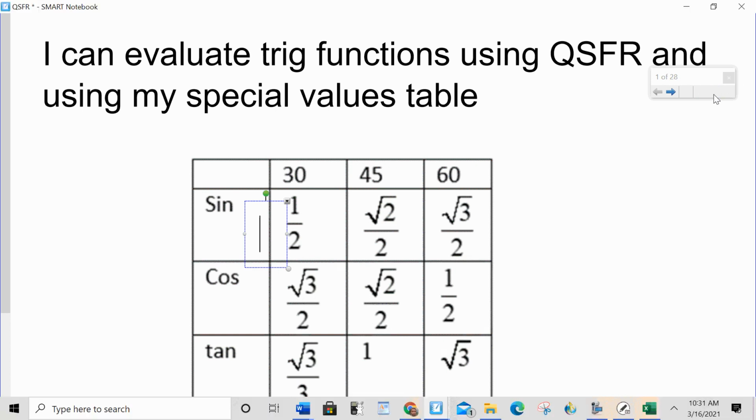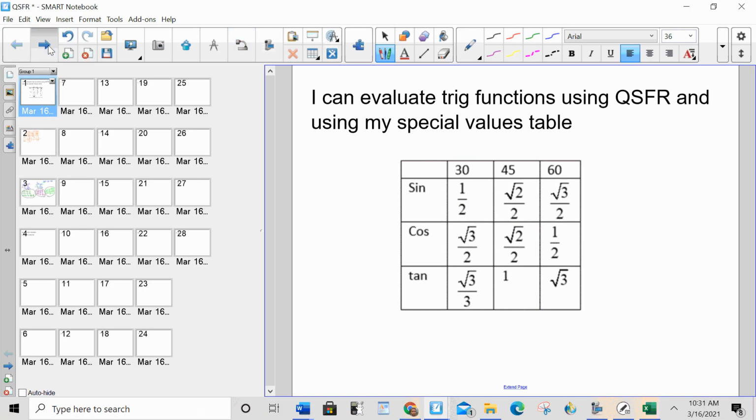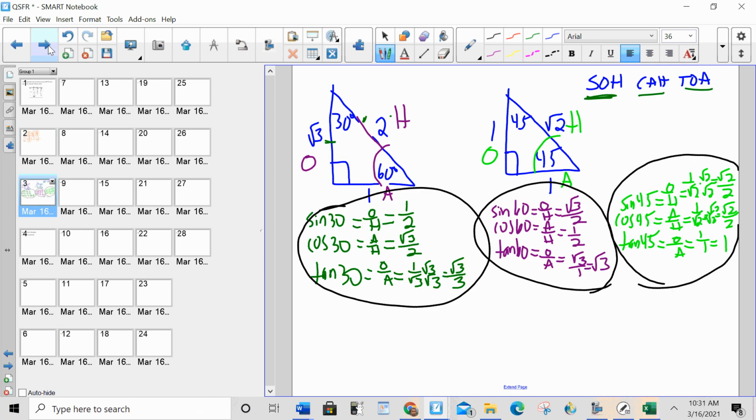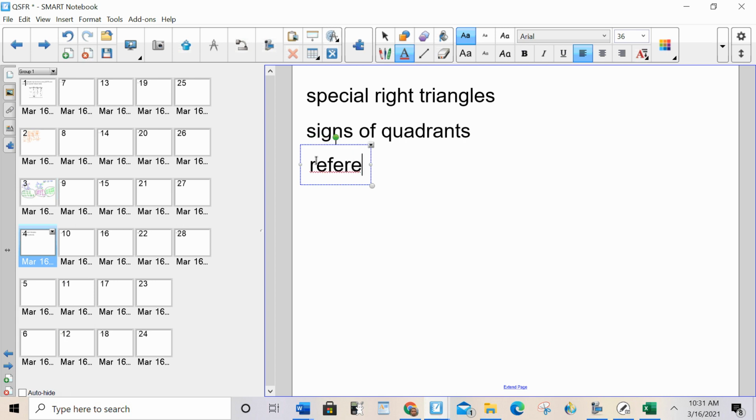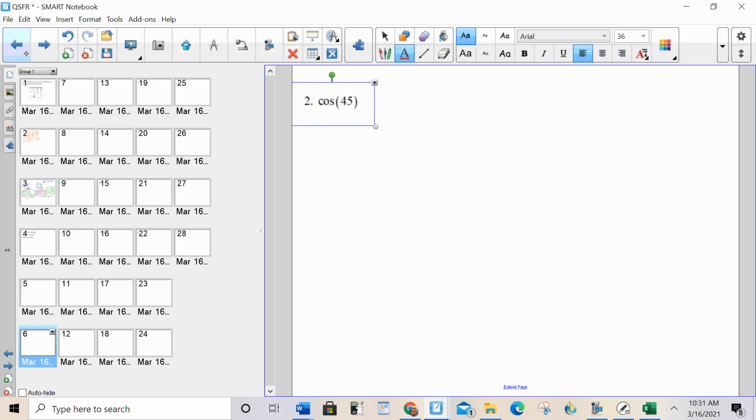So let me just get this going. And I'm sorry, one other prerequisite lesson. We also need to know how to do referencing. So that's going to come up in this lesson as well.